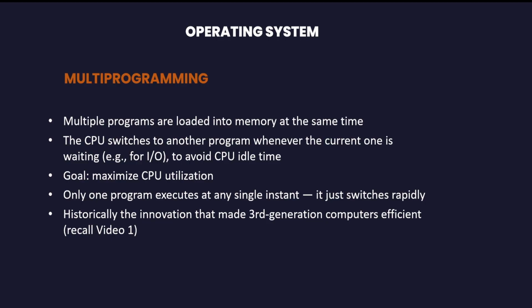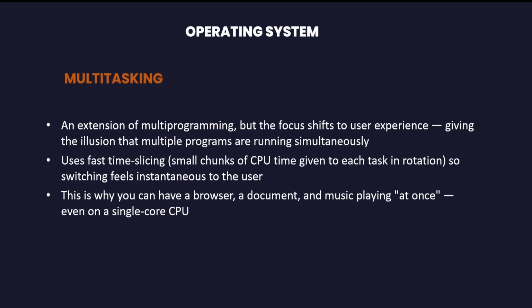Recall video 1, multiprogramming was introduced in generation number 3. Second is multitasking. It is an extension of multiprogramming, but the focus shifts to user experience, giving the illusion that multiple programs are running simultaneously. It uses fast time slicing, that is, small chunks of CPU time given to each task in rotation. So, switching feels instantaneous to the user.